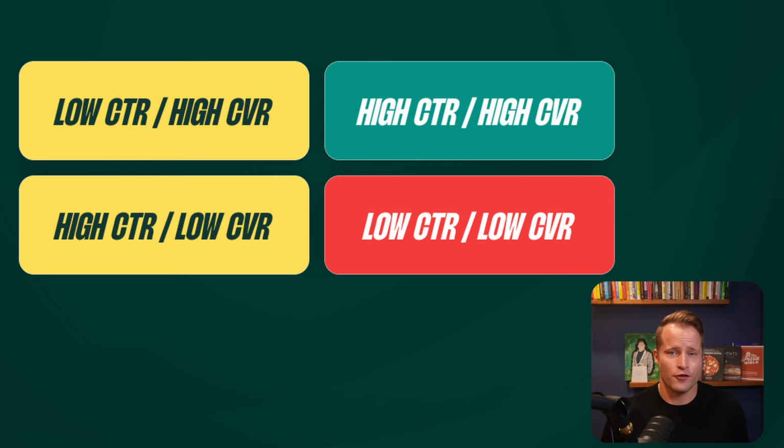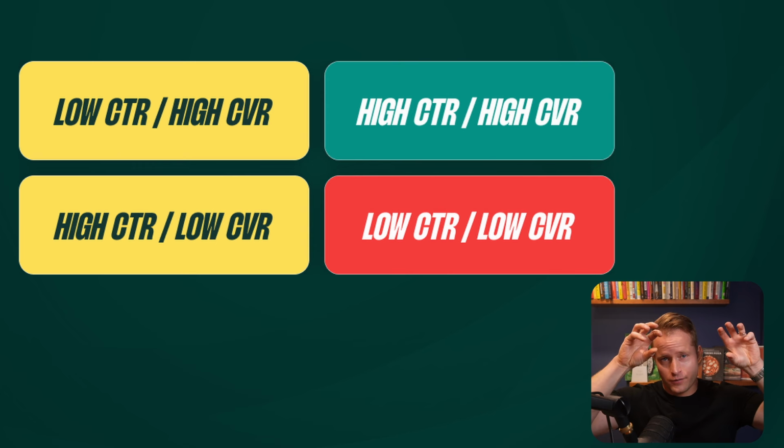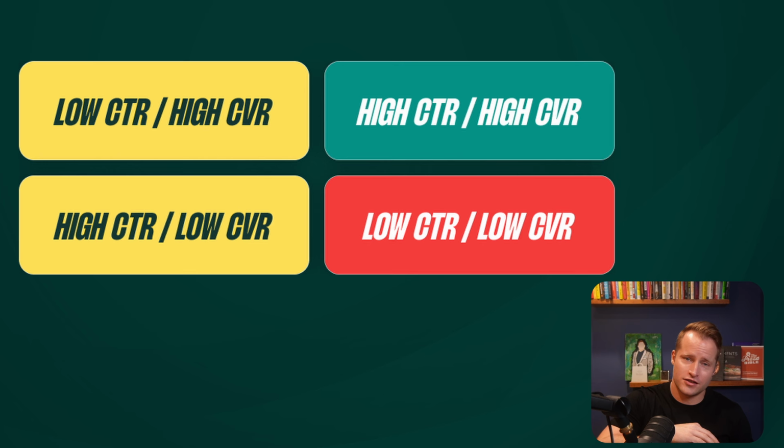So here's my performance matrix. The matrix has 4 different quadrants. It has low CTR, high conversion rate. High CTR, high conversion rate. High CTR, low conversion rate. Low click-through rate, low conversion rate. And it's basically simple. It's a way to just group the different headlines, because what we basically want to do is end up with high CTR and high conversion rate. The matrix is intended for us to know what we should do about the different headlines.